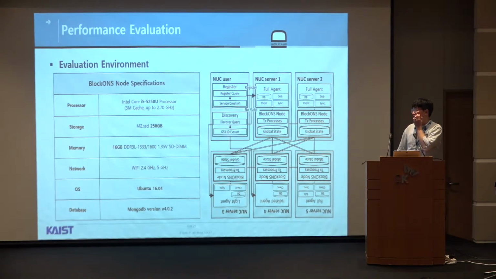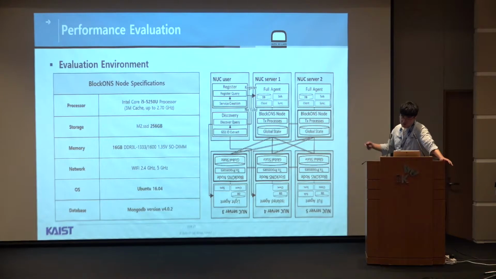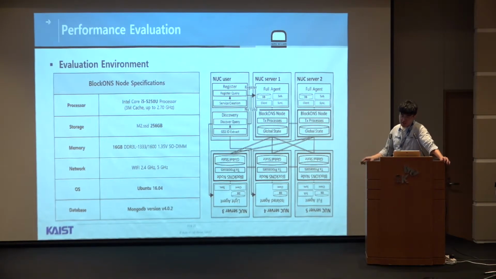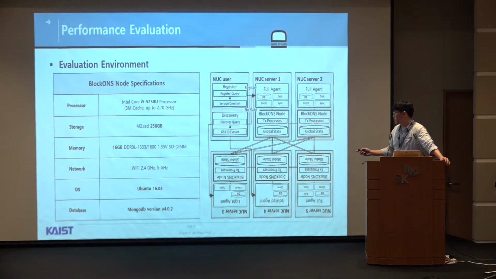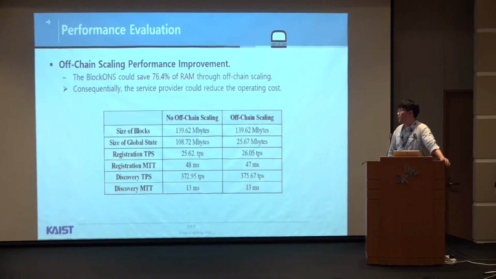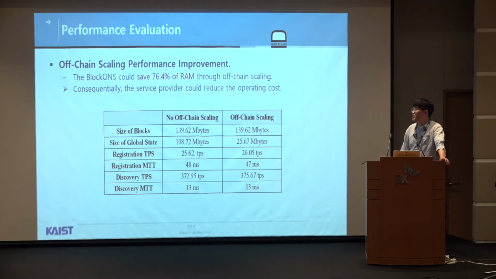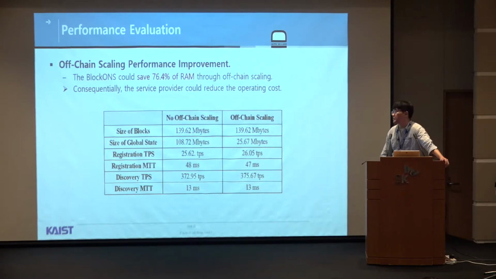So this is our performance evaluation. This is the evaluation environment. We use Intel Luke and a Wi-Fi network to construct the blockchain node and the blockchain off-chain and on-chain nodes. The result is the off-chain scaling performance improvement. So the BlockONS could save 76% of the RAM through the off-chain scaling.